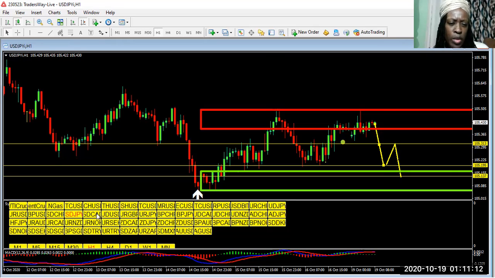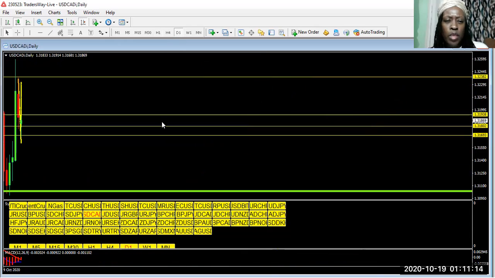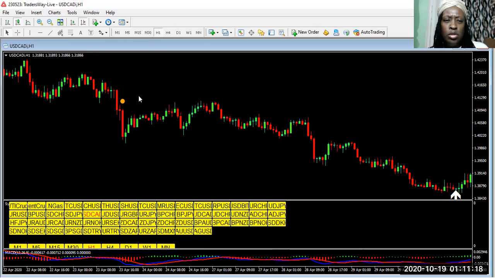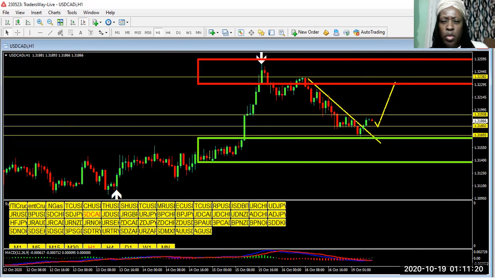Now let's go to USD CAD. USD CAD on the daily is bullish. Let's go down to our hour. What are we doing on the hour? We're looking for buys, right? So we're looking for price to be in here. What I'm looking at right now, price is right here. I'm looking at price coming to this point right here.